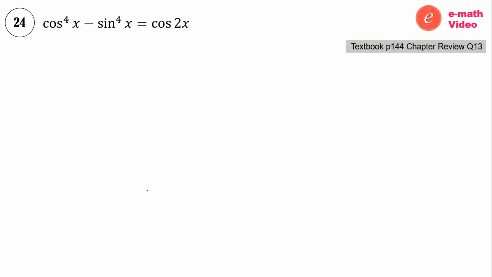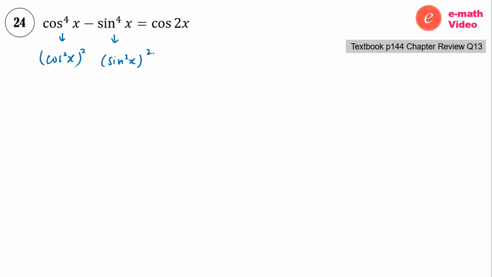Number 24. Wow, we have to the 4th degree here. But don't worry, we will reduce it to second power. And then we know that this cos 4x is actually cos square x, then you square it, right? And then this one is actually sin square x, then you square it.